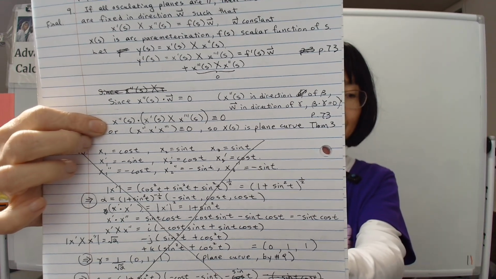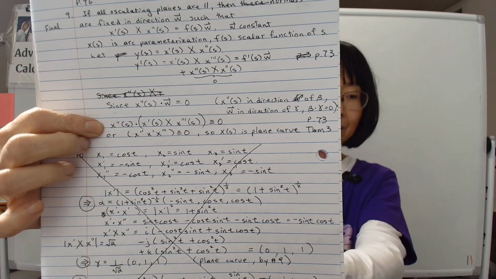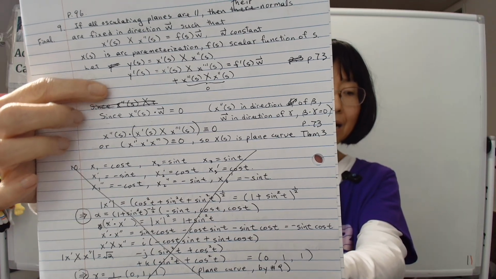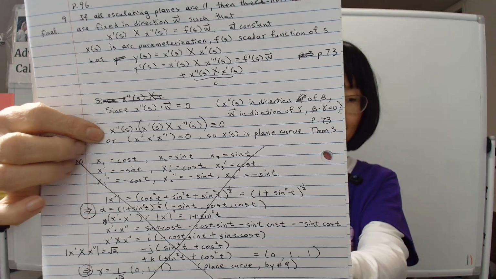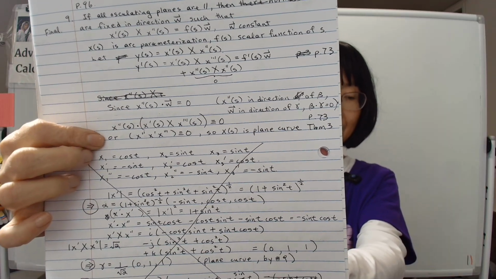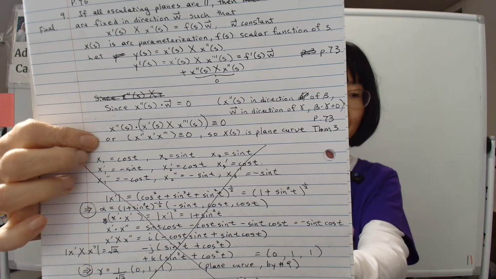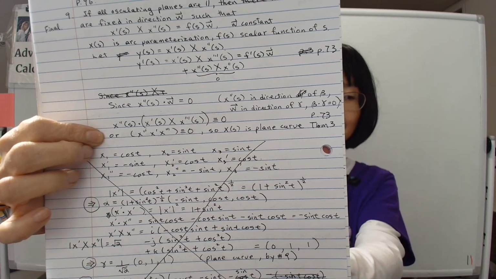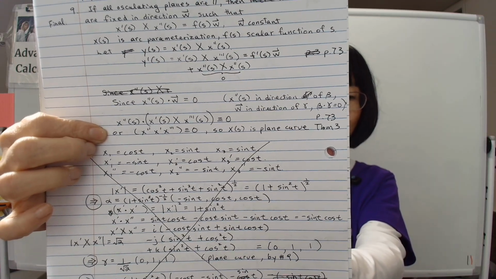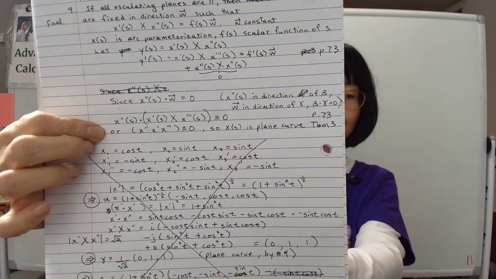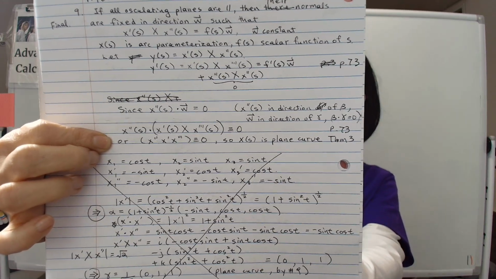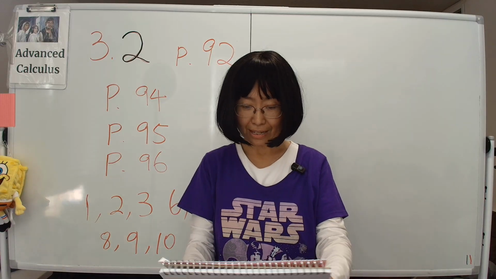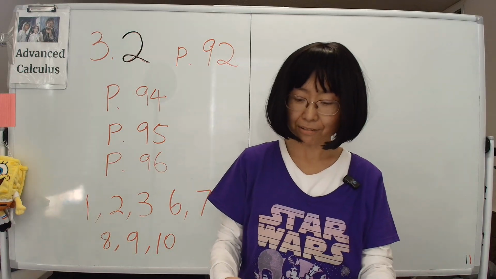And so we plug it in, which means x double prime dot x prime cross x triple prime, this thing right here, has to be identically 0 for each s. And then I'll put it another way, that is, the determinant of x prime, x double prime, x triple prime is identically 0. Therefore, this x of s is a plane curve by theorem 3 of page 73, which please look up yourself to see that.